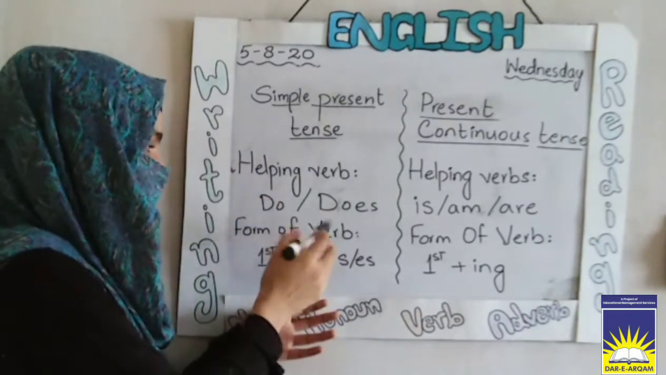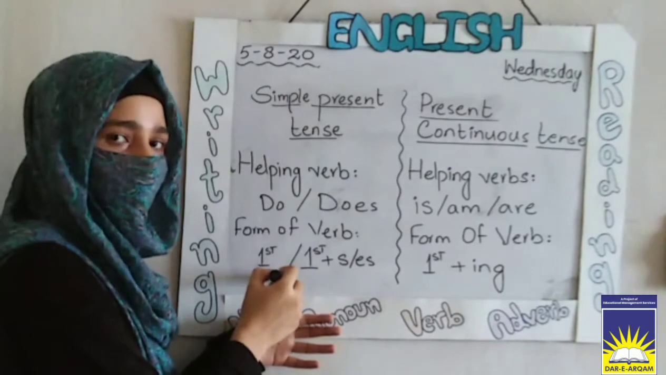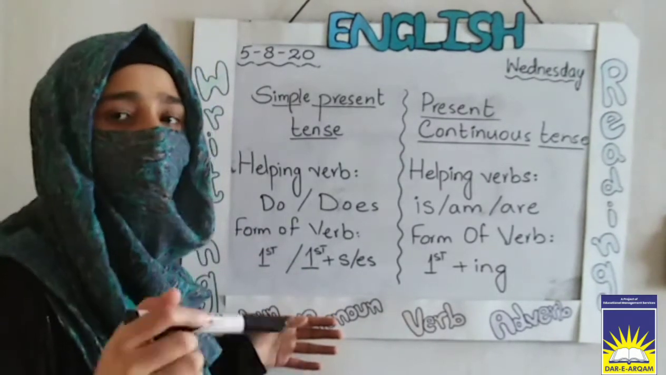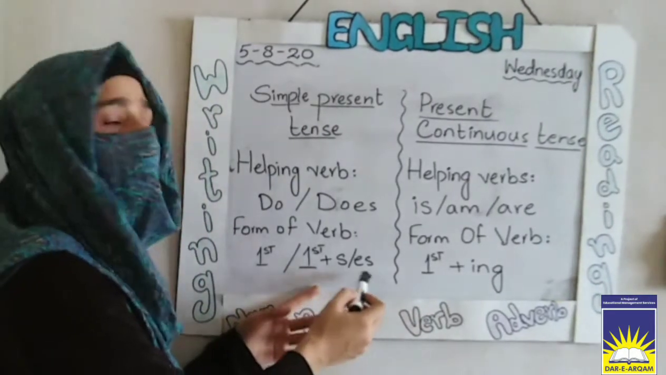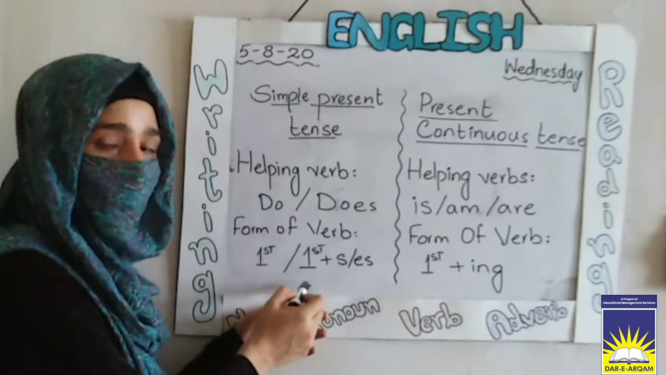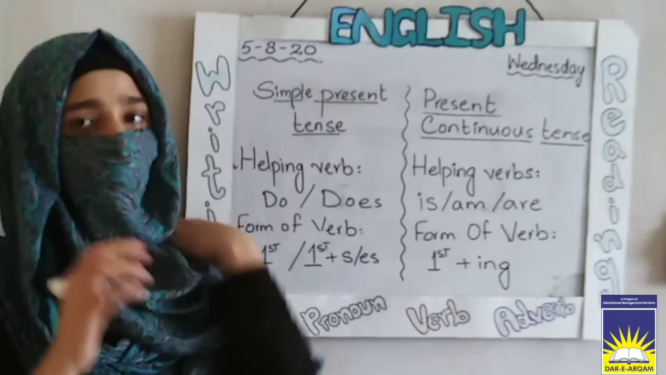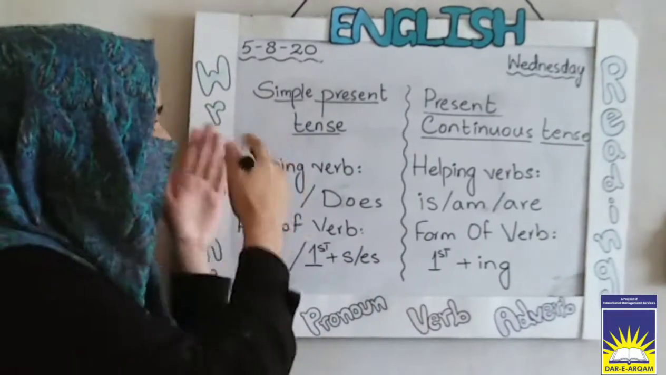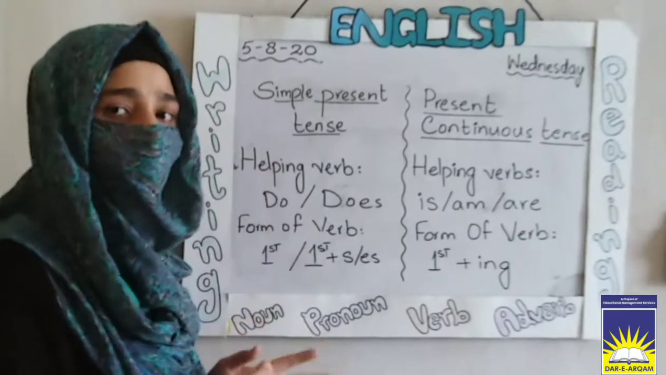Then form of verb. Which form of verb do we use? We use first form of verb, but when we are talking about third person, he, she, it, or any singular name, we put s or es with the basic first form of verb. So we always put s or es. It depends upon the spelling of the verb. So this is all from the simple present tense. I hope that it is clear to you.